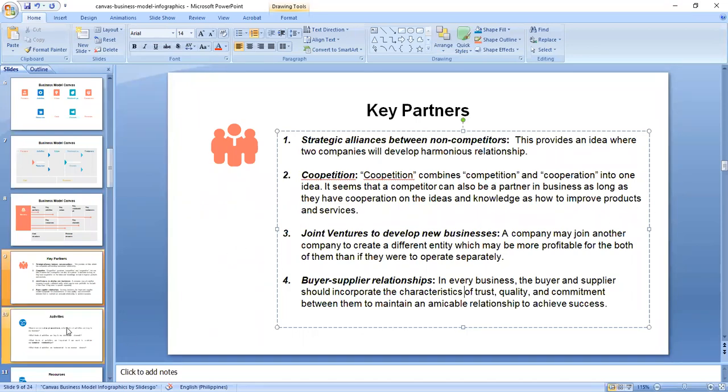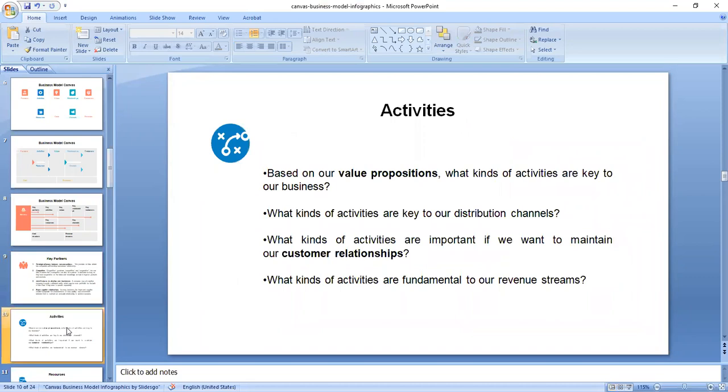Okay? Now we go to the activities. So remember that this activity should ensure that the value that was proposed would continue, or the value is preserved. So based on the value proposition, what kind of activities are key to your business? So these are the activities that we are looking into. What are the things that need to be done? That way, the values that is proposed will continue to be offered.